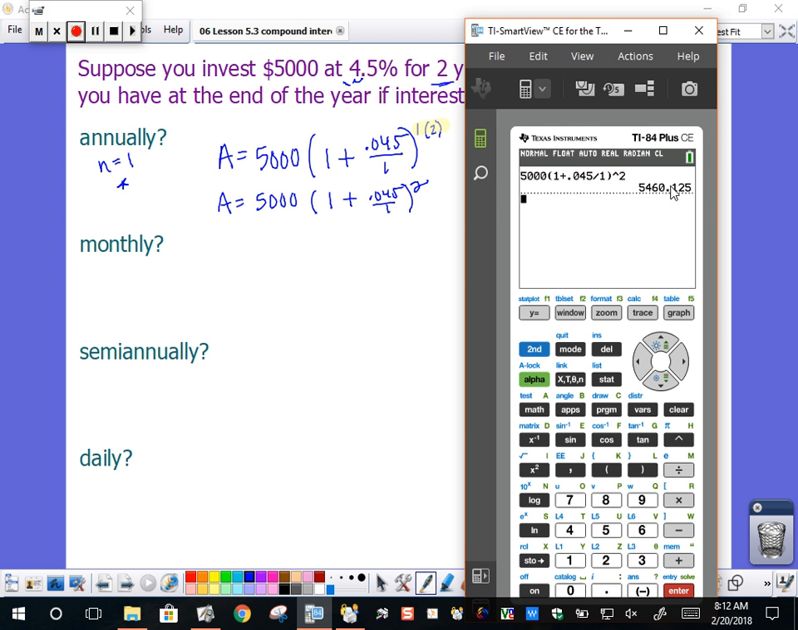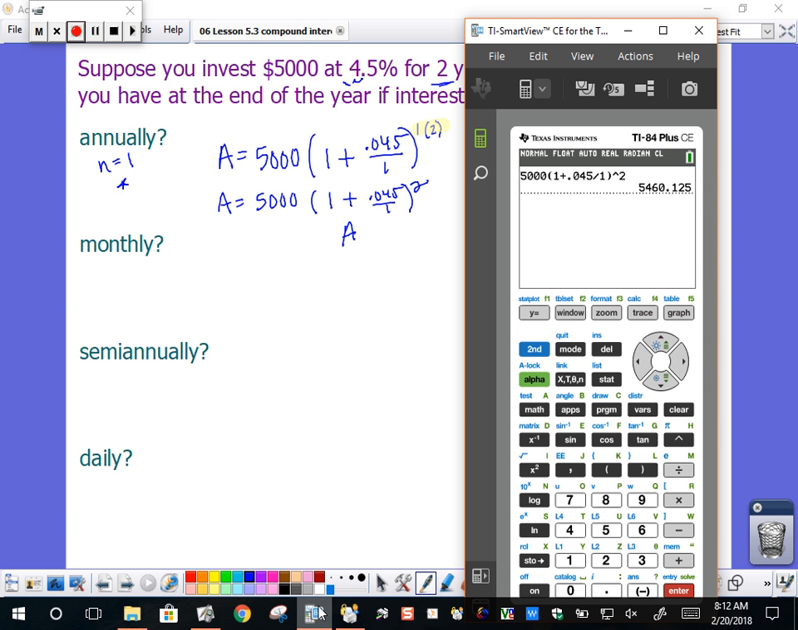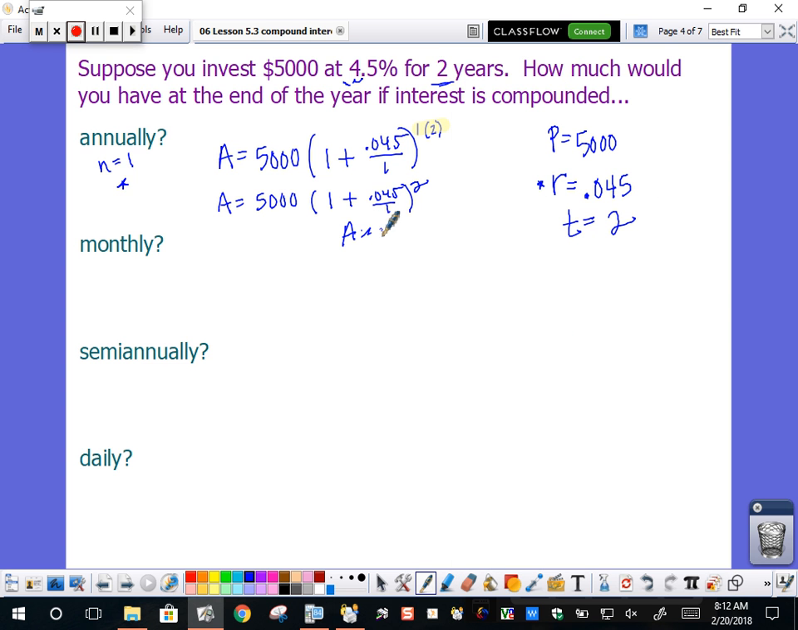Now this is money, so you want to round it so that the answer actually looks like money. So this is $5,460, and then round this to the nearest cent. So it's 0.125, so we'll round that to 13 cents. 54.60 and 13 cents. You don't want to put 0.125 because that wouldn't make sense because this is money.